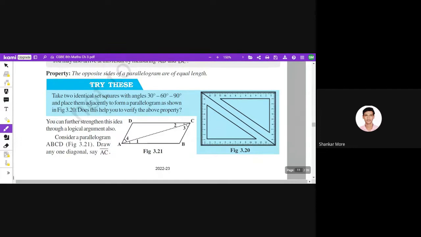So we have to take two identical set squares with angle 30, 60, 90. Now all of you must be having a compass box and you will be having a set square in it. Okay, so have you used it? How many of you have used it?